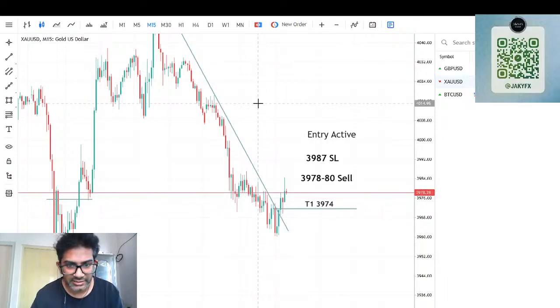Who's taken the entry? Let us know, just ping it on the chat. Whoever is taking the entry, you can enter now also. 3978 अभी भी चल रहा है, entry active है. 40 pips का first target है. SL is at 3987. Let's wait and see.